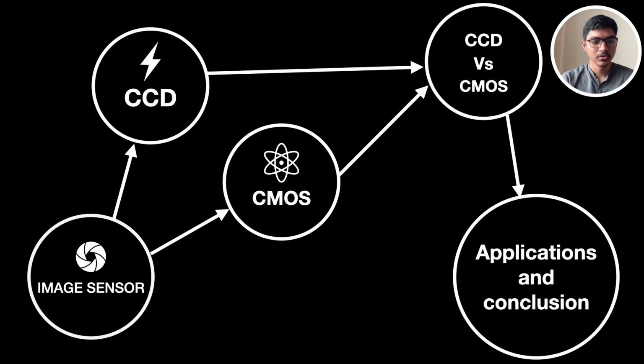This is the general flow of the PPT, in which we'll first understand what image sensors actually are. Then we'll go on to the two types of image sensors, CCD and CMOS. CCD stands for charge coupled devices, whereas CMOS is complementary metal oxide semiconductors. Then we'll see the advantages and disadvantages of CMOS and CCD sensors. Then we'll go on to the applications and conclusions for the same.